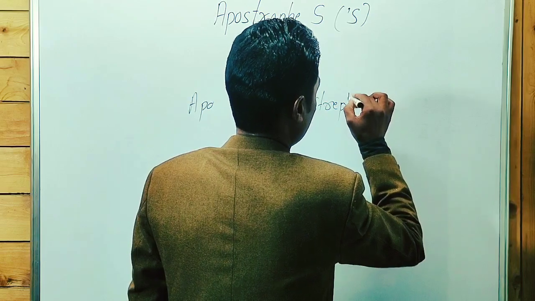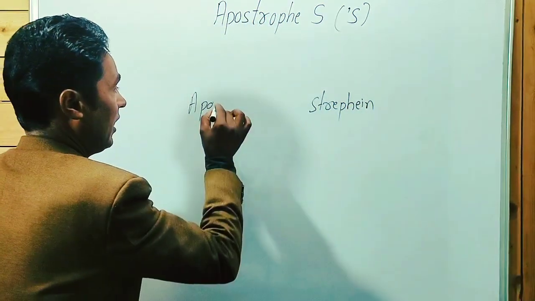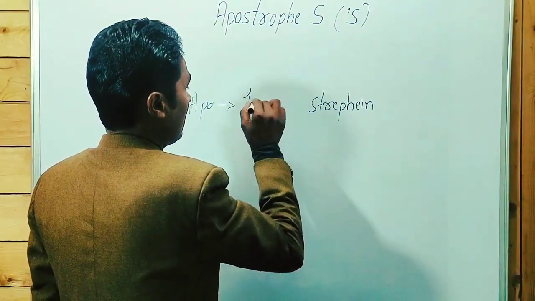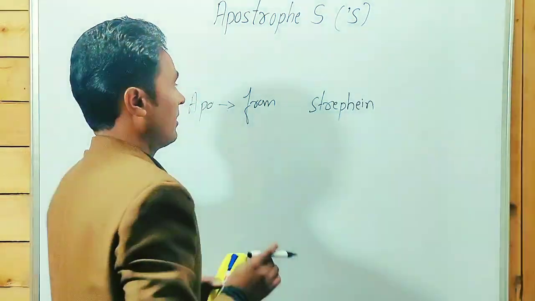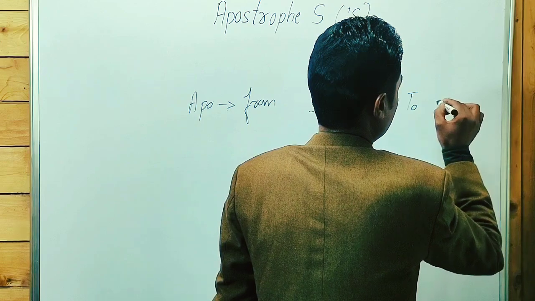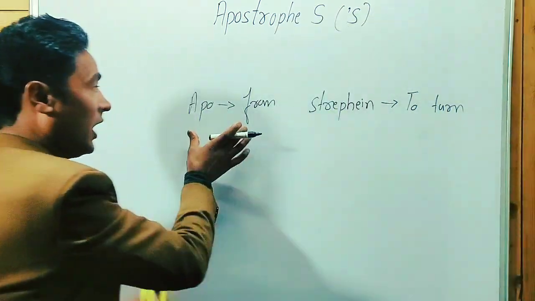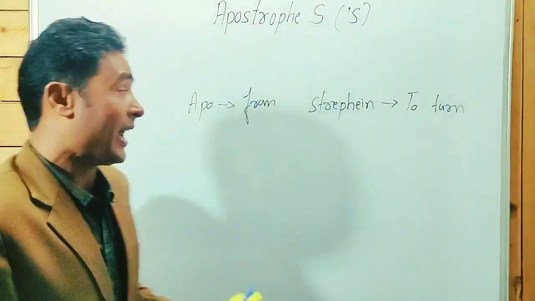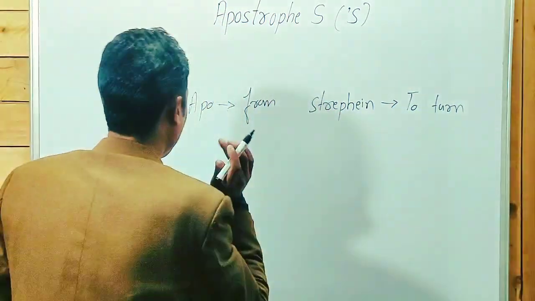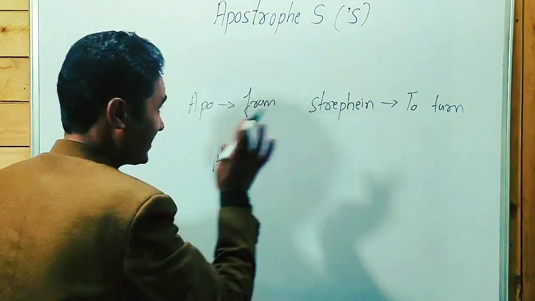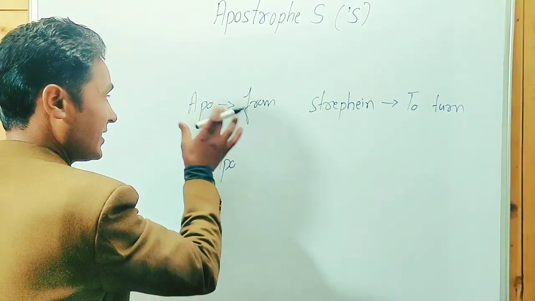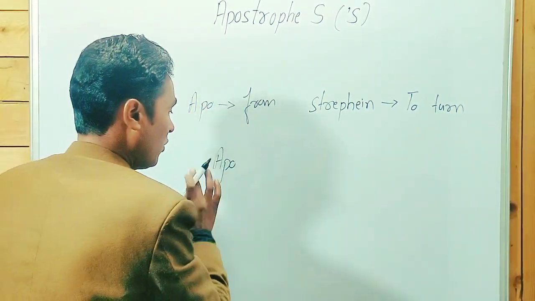Guys, point to be noted, two words. Apo means from. Strophe means to turn. Apo means from, strophe means to turn. After that, these two words were joined and one word was formed. That means apostrophe.